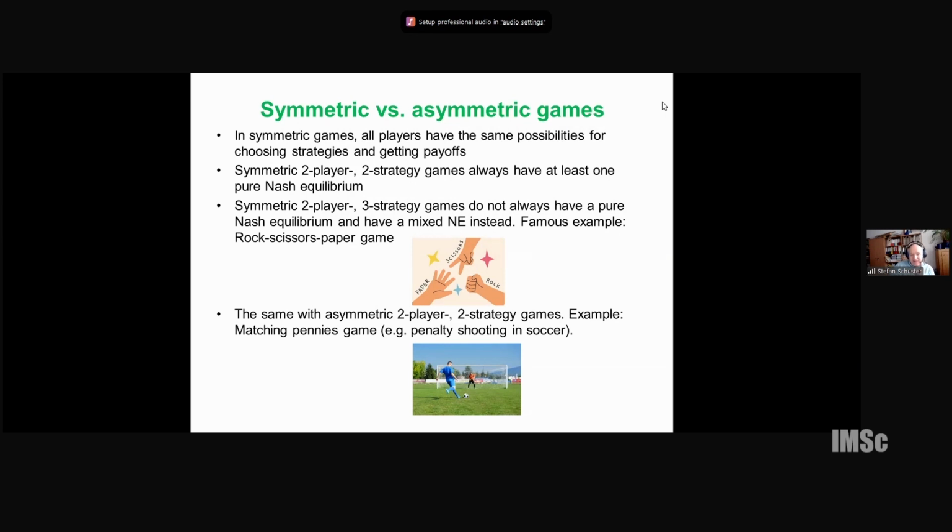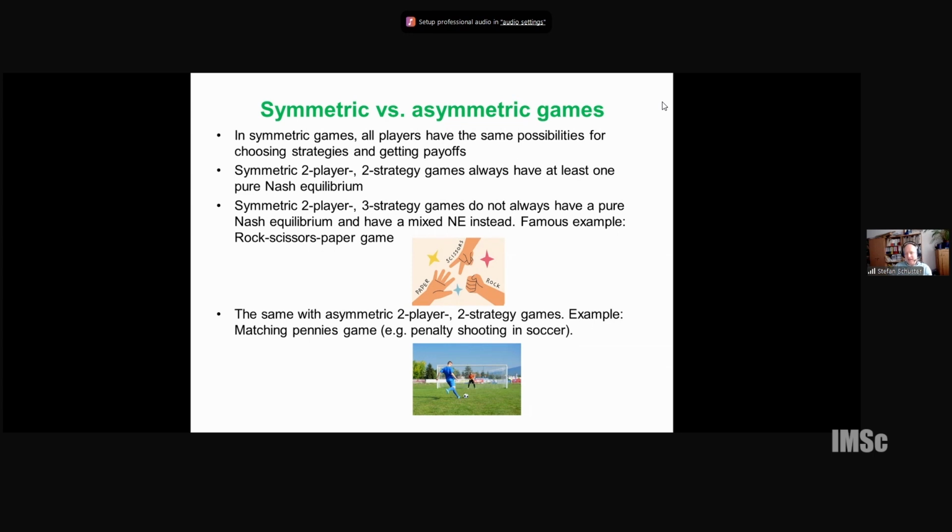And interestingly, the same can occur in 2-player, 2-strategy games if they are asymmetric. For example, let's consider penalty shooting in soccer. Then usually the offensive player has 2 strategies, playing to the right and to the left. In principle, you could also play in the middle, but I have read that psychologically it's not so good. Psychologically for the viewers, for the audience, so to speak, because then they say, this is boring to play in the middle.